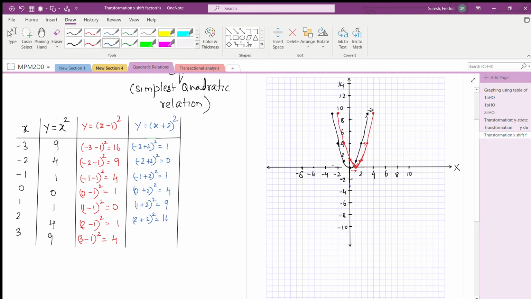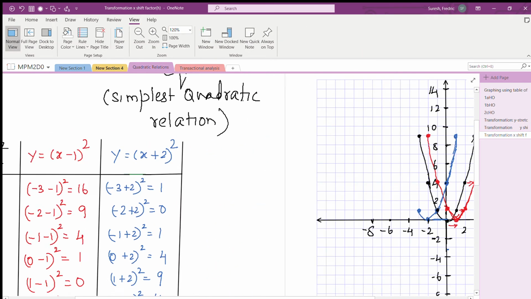-3, 1. So -3 is right here. -3, 1. -2, 0. And then we have -1, 1. Okay, we have that. And then we have 0, 4, and 1, 9. Okay, so let's join this. We notice that we don't have a full parabola, but we can get it done.